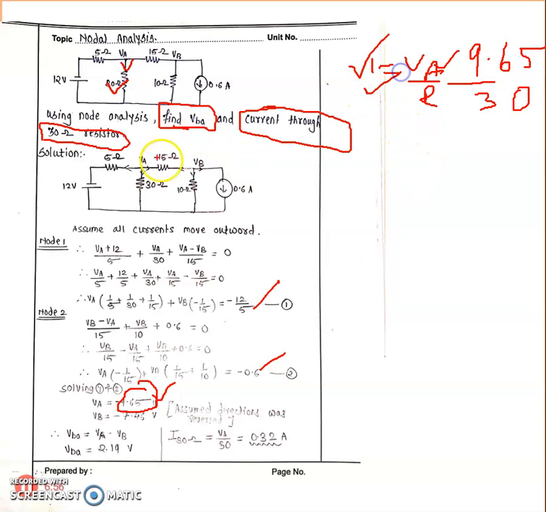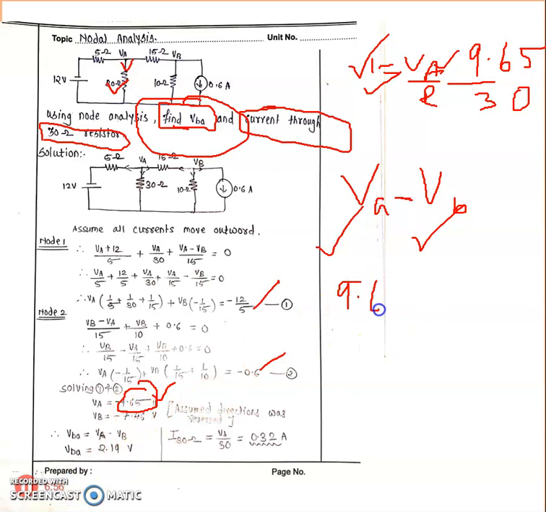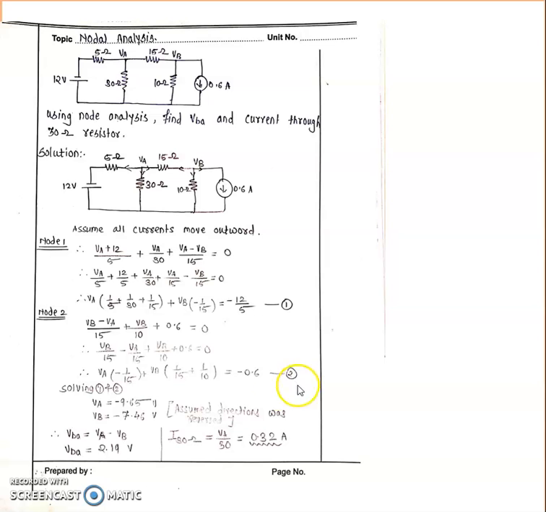So this is over. Then find the VAB. What is the VAB? VA minus VB. Substitute the VA value, minus VB. Then what is the VA value? Substitute 9.65 minus, what is the value? 7.46. Then you will get the answer of the VAB. That's all. So node analysis means this one: Kirchhoff's current law plus Ohm's law.